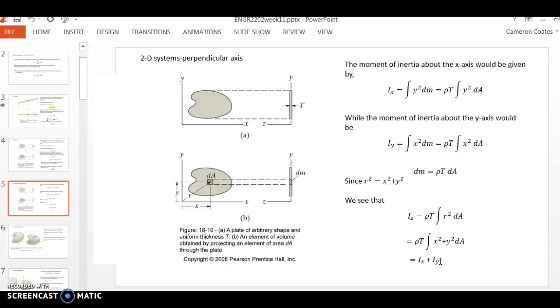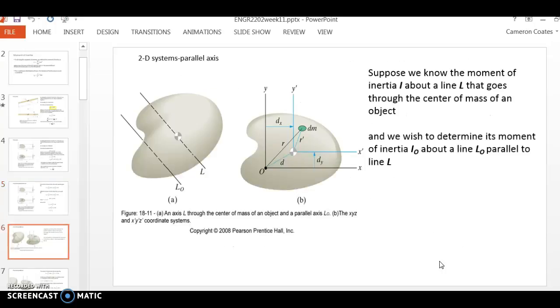Okay, so anyway, now we want to look at whether there's a relationship between axes that are parallel to each other. And there is a specific relationship between axes that are parallel. But it is important to note that one of those axes, within that relationship, must pass through the center of mass of the object. So let's go ahead and establish that relationship right now.